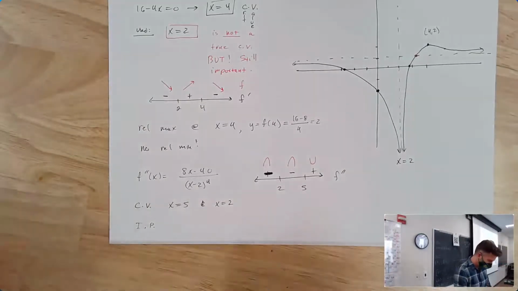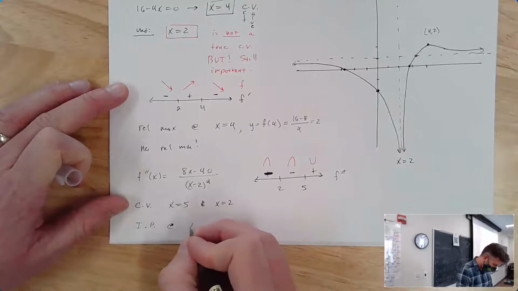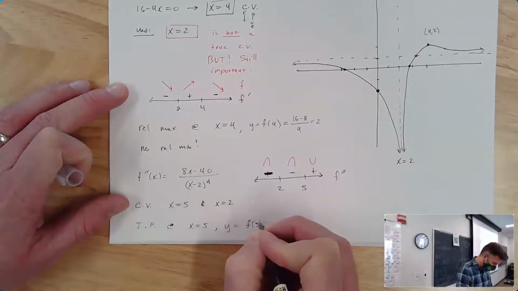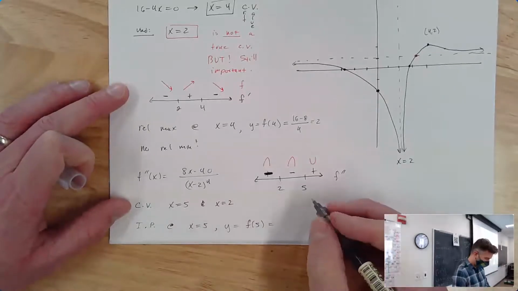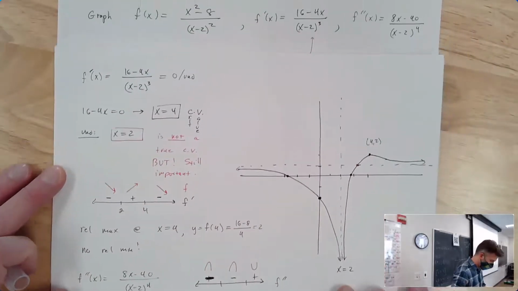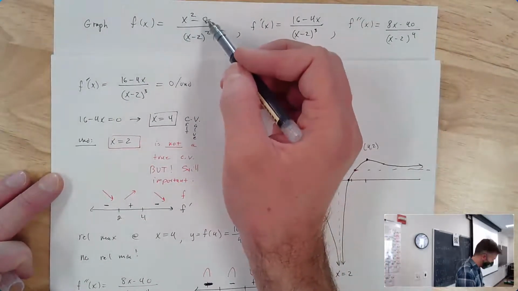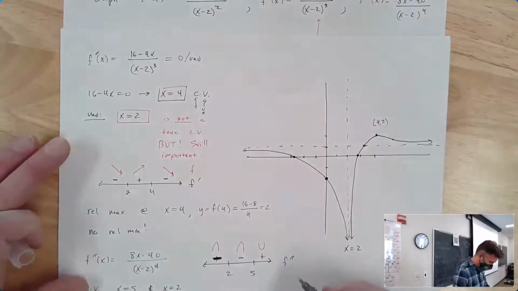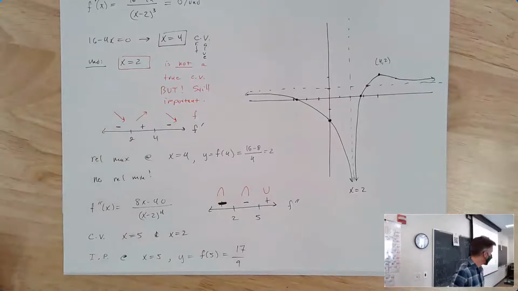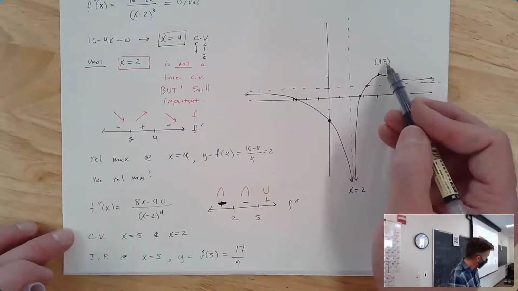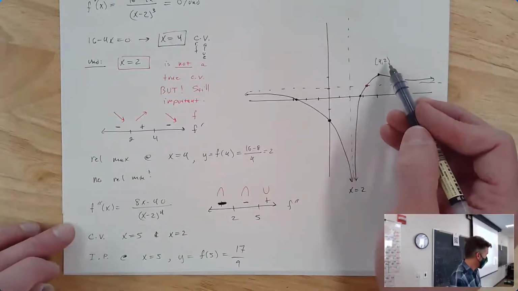Inflection point at x equal to 5 with a y value of f of 5, which is going to be, I plug in 5 back to the original function, which is up there. I'm going to get 25 minus 8, which is 17, over 5 minus 2 squared, which is 9. And I don't know exactly what 17/9 is, but I do know it has to be a value that's a little bit lower than 2. And it is, because 17/9 is just a little bit less than 18/9.